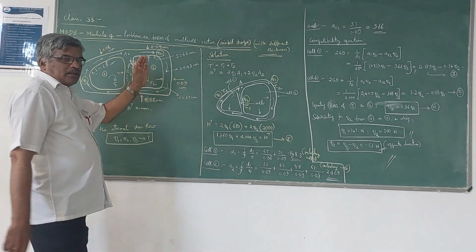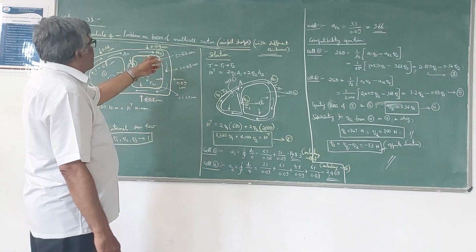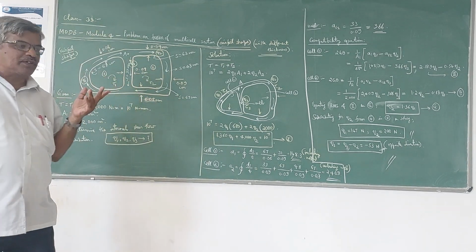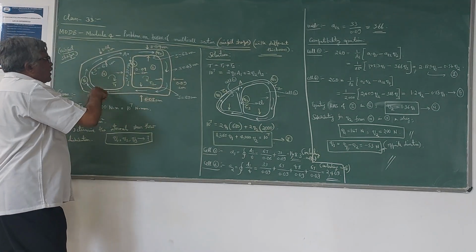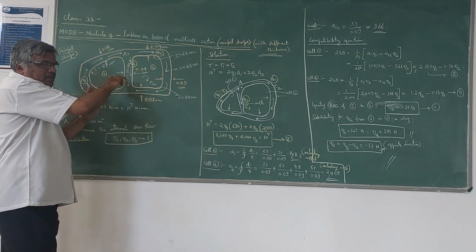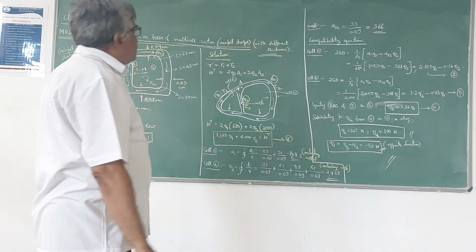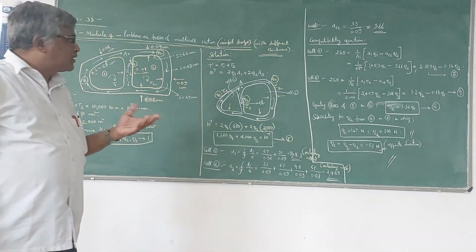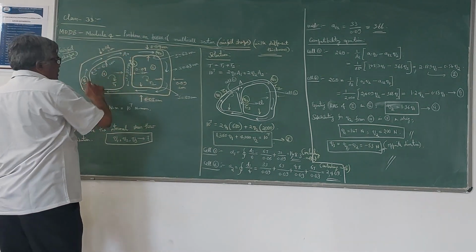In this class, we will discuss another problem on torsion of a multi-cell section. But here the difference is we are considering an airfoil shape. The airfoil shape means it is something like this. It does not have definite geometrical dimensions with different thicknesses. That is another thing. So one is the airfoil shape, and another is that it has different thickness at different segments.